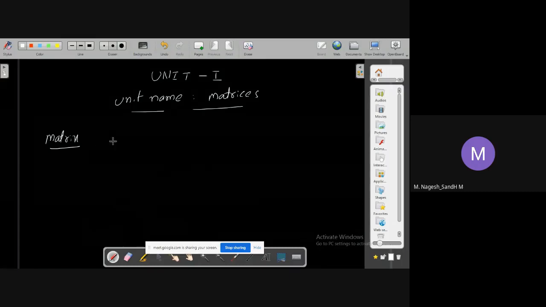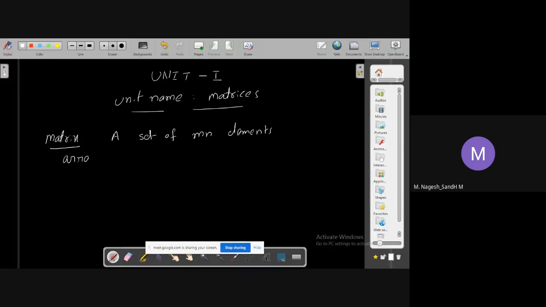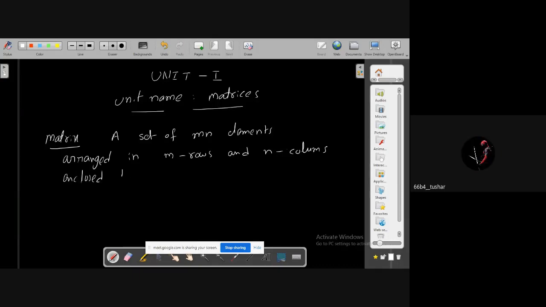A matrix is a set of mn elements or numbers, a set of mn elements arranged in m rows and n columns, enclosed by brackets, open brackets or closed brackets.